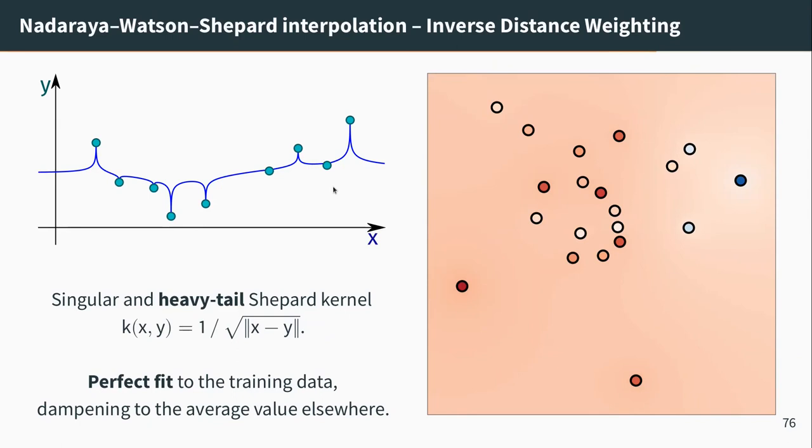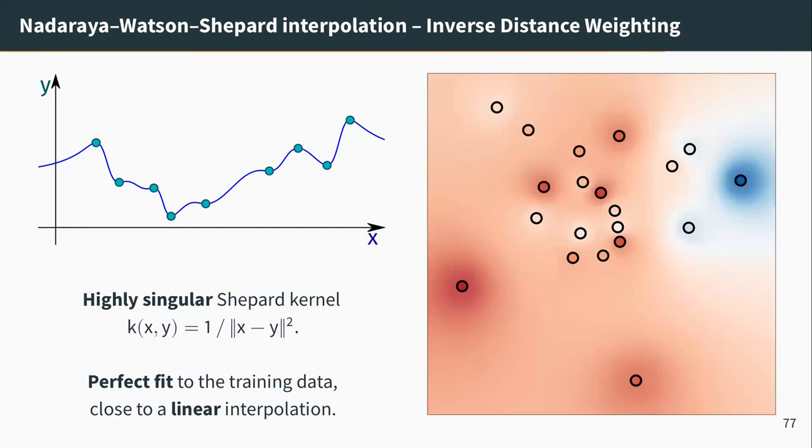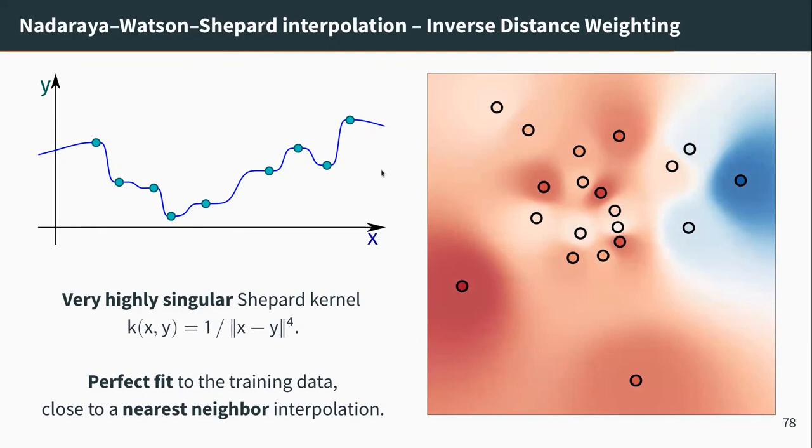So not very useful. Instead, we can use a Shepard kernel, a degenerate kernel that has a very light tail, nearly compact support in a way. So something like 1/√(distance). And this is what you get. Okay. Maybe you go even further, 1/(distance^4). And once again, you retrieve something that looks like nearest neighbor interpolation.